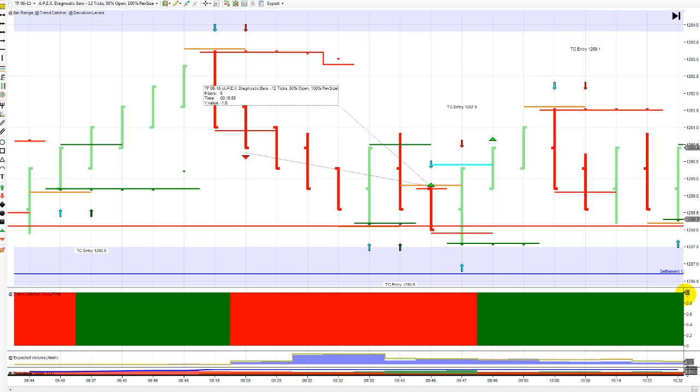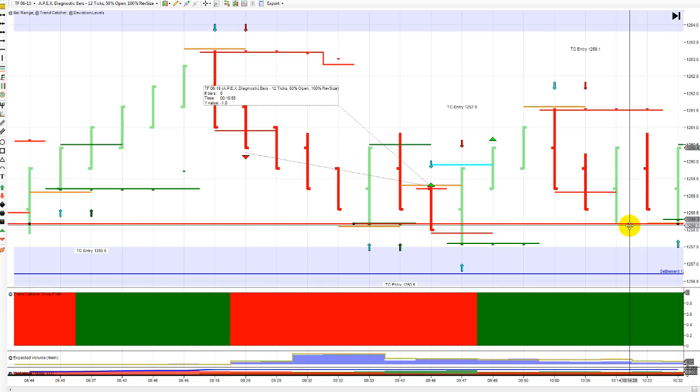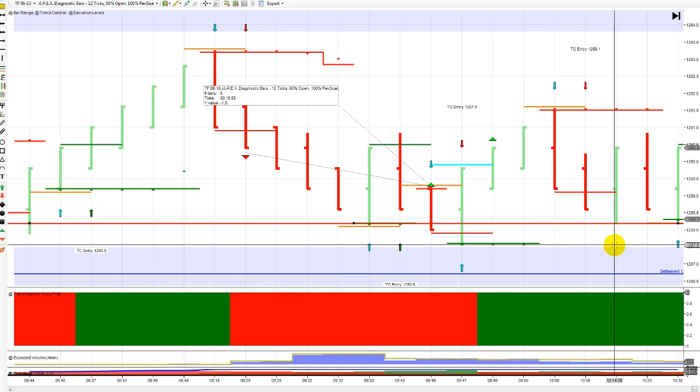Okay? But where should my stop be if this trade is triggered? Should it be down here below the swing low, or where should it be? At that orange line, right? Where the stop would be for that. So I'm going to move it up just a little bit. Okay?